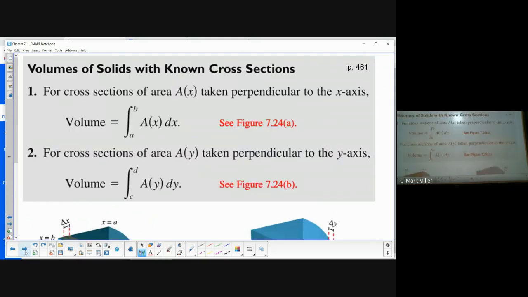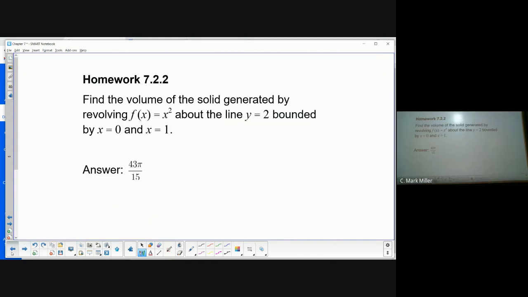Related to the disk method. Can you go back real quick? Yeah. Please. I know.